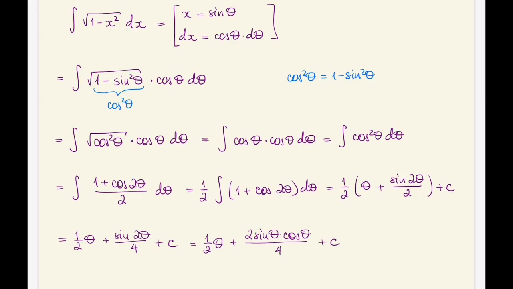Now I can see, of course, that I can cancel one of the 2's here. So let me go ahead and do that. So this will then be sine theta times cosine theta over 2. Right? So again, how do we get back to x's now? We're going to see two methods, algebraic and a geometric one.